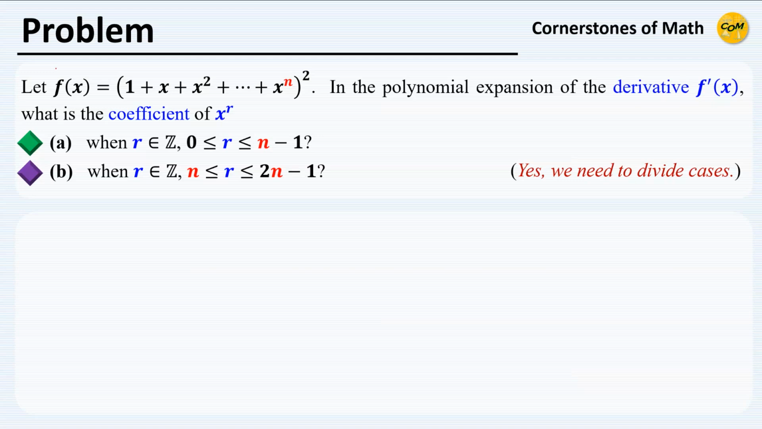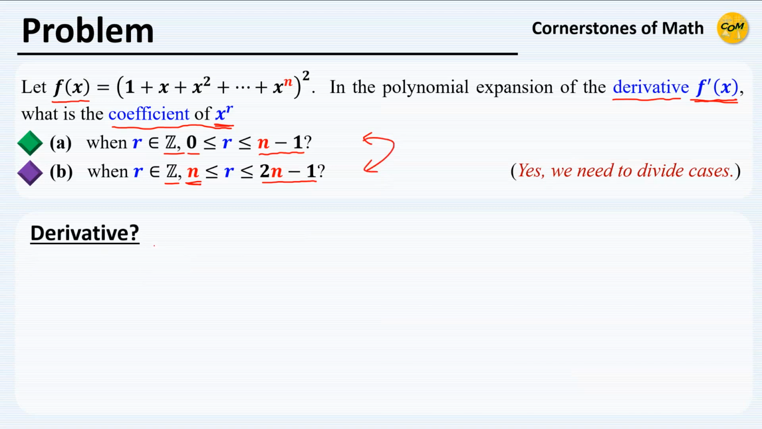Today we are going to solve the following problem. Let f(x) be the function defined as (1 + x + x^2 + ... + x^n)^2. In the polynomial expansion of the derivative f'(x), what is the coefficient of the x^r term? (a) when r is an integer greater than or equal to 0 and less than or equal to n minus 1, and (b) when r is an integer greater than or equal to n and less than or equal to 2n minus 1. We actually need to treat these two cases separately.